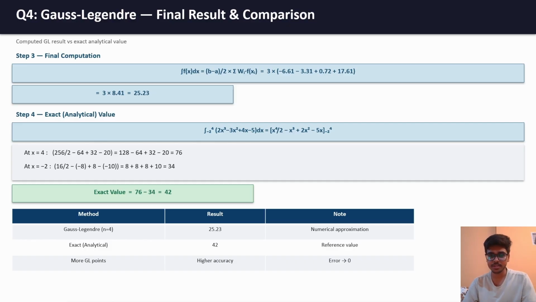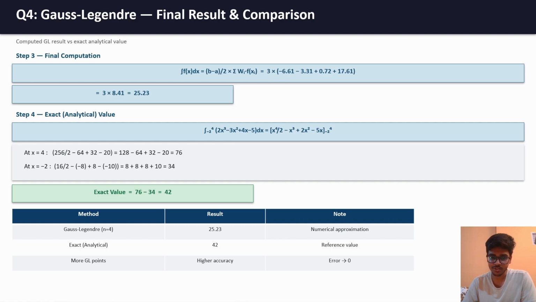The antiderivative of 2x cubed minus 3x squared plus 4x minus 5 is x to the 4 divided by 2 minus x cubed plus 2x squared minus 5x. Now at x equals 4, 256 divided by 2 minus 64 plus 32 minus 20 equals 128 minus 64 plus 32 minus 20, which equals 76. And at x equals minus 2, it is 16 divided by 2 minus minus 8 plus 8 minus minus 10, which equals 8 plus 8 plus 8 plus 10, which equals 34. So our exact value equals 76 minus 34, which equals 42.